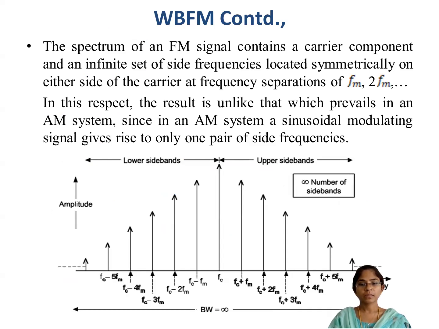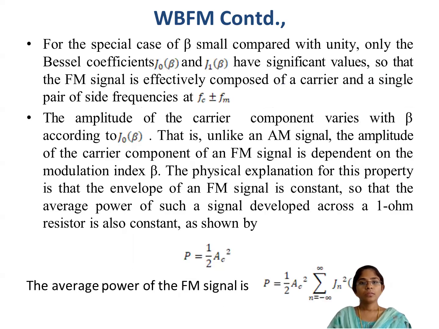When you look at the spectrum, it has FC, first sideband FC plus FM, second sideband FC plus 2 FM. So we will draw the spectrum for different values of n. For the special case of small beta, only the Bessel coefficients J naught of beta and J1 of beta have significant values, and the remaining values are very small. So we have only one pair of sidebands, which is FC plus or minus FM.